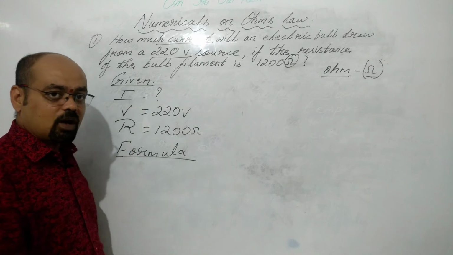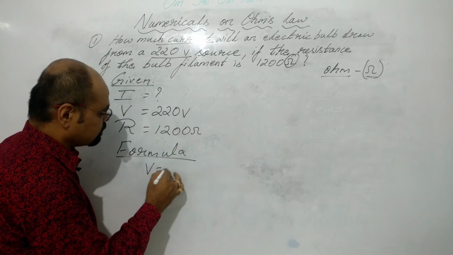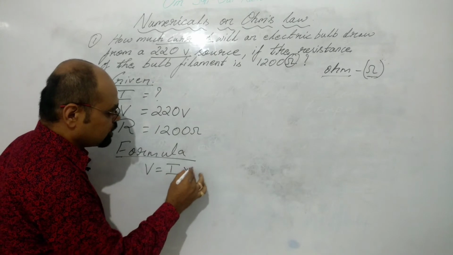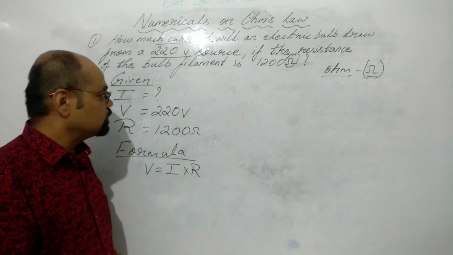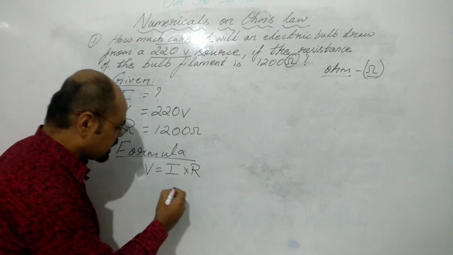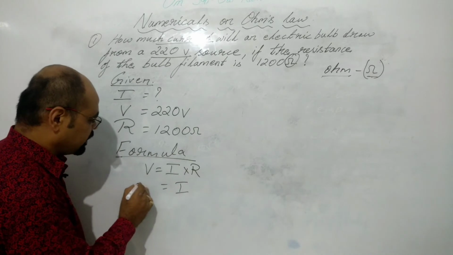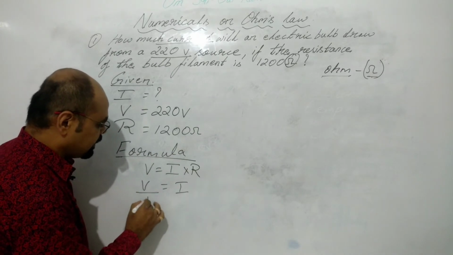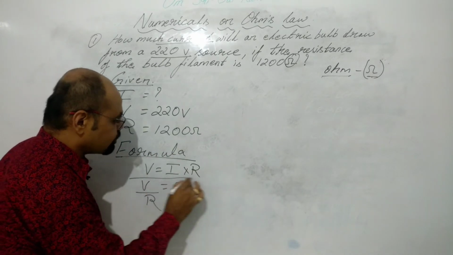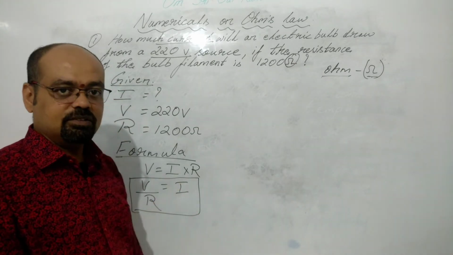What's the formula? We studied V is equal to I into R. So we need to calculate what? We need to calculate current. So keep I here and transpose V, we get V by R. So this is the formula we are using to calculate the current.